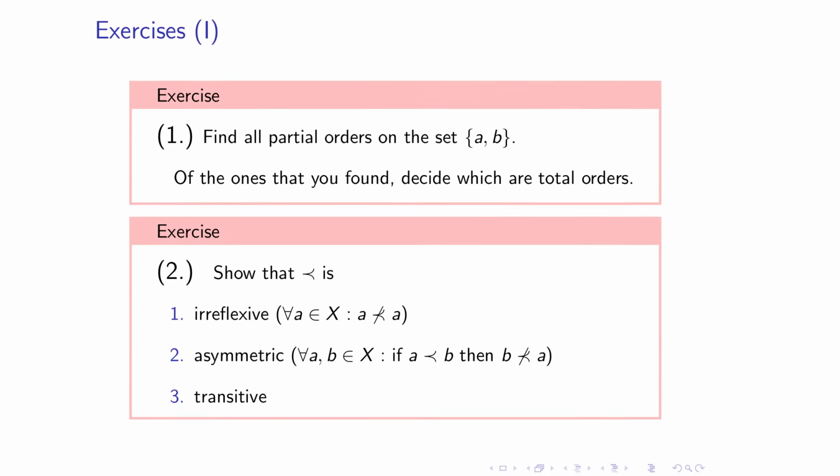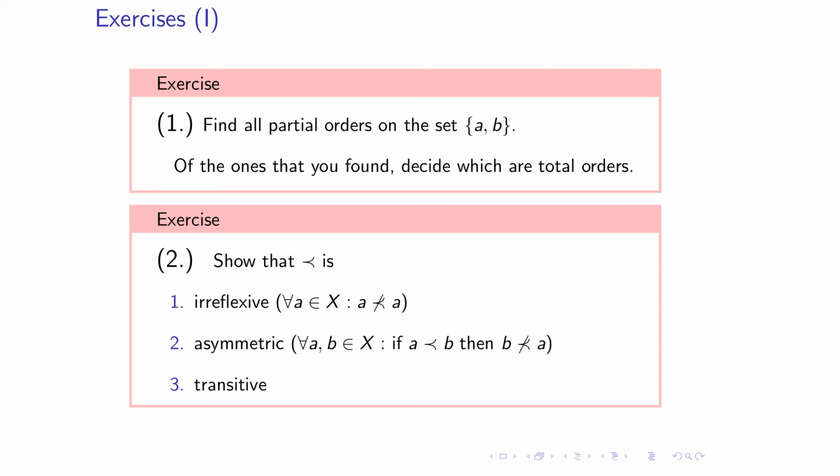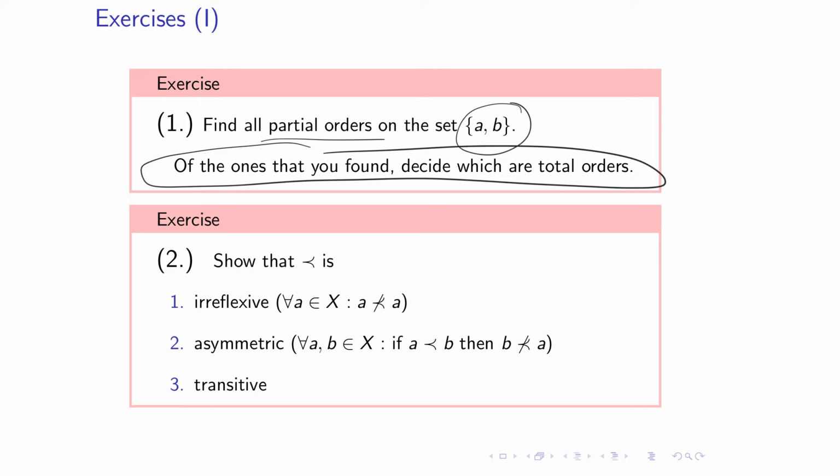So let's move on to some exercises. For our first exercise, we'll take this abstract set A, B, and your task is to find every partial order on the set, and then of the ones that you found, decide which of them are total orders. Next, we'll prove some familiar facts about the strict precedence relation.